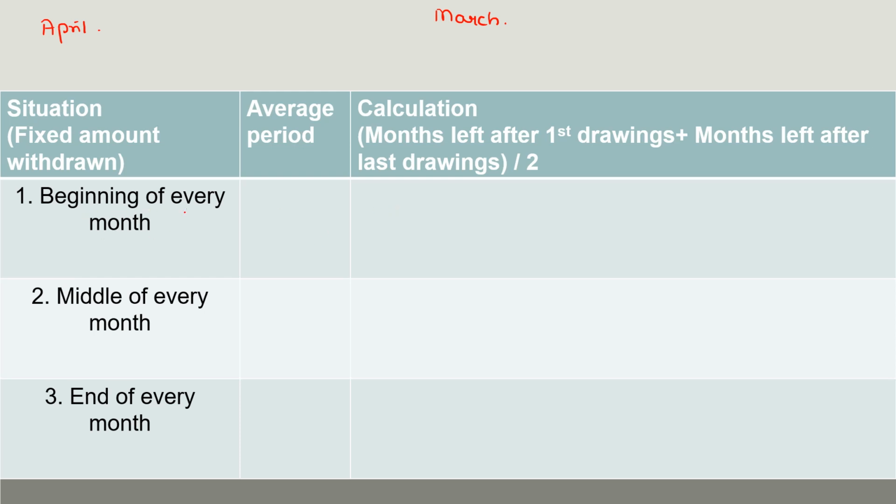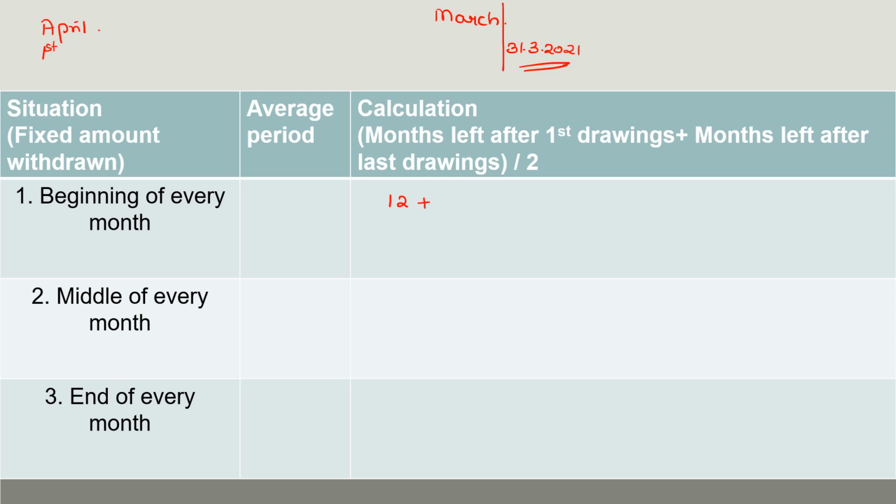Now, if the drawings are made at the beginning of every month, then for the first drawing, we take the months left after the first drawing and the months left after the last drawing and divide it by 2 to find the average of that. So, the first drawing, when it is done at the beginning of every month, would have been made on 1st of April. Therefore, the number of months till the end of the year, being till 31st March of say 2021, the number of months left in this case for the first drawing is 12 months.